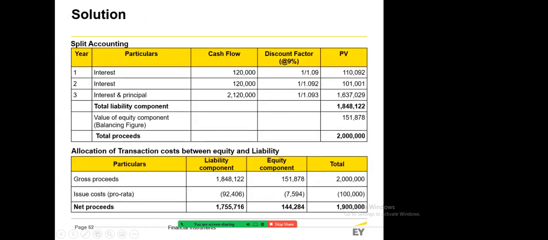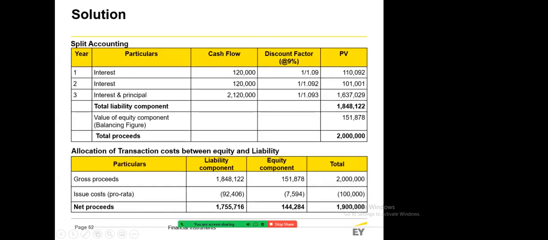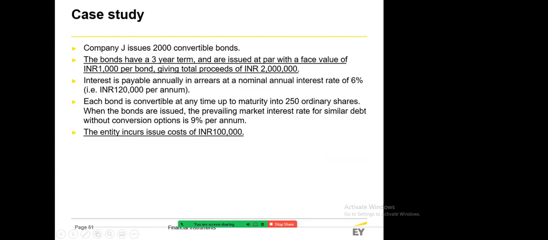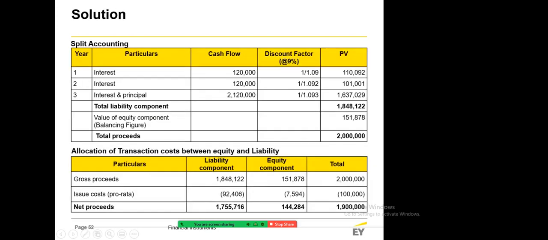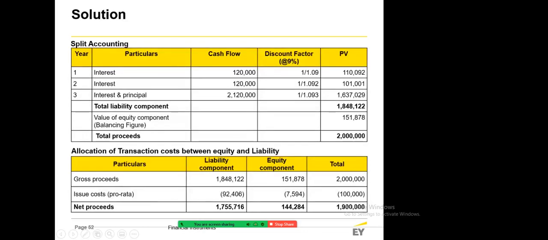Let's see. The split accounting would be: you will be getting interest of 1,20,000, because you have issued at 6% and your total proceeds are 20 lakh rupees. So that means 1,20,000 interest. You have a term of 3 years. In the first year 1,20,000, second year 1,20,000, and in the third year you will get the maturity, that is 20 lakh plus 1,20,000 rupees. What is the discount factor that it has asked? What is the rate without the conversion option? 9%. So you will apply the 9%. This has come out to be the present value.